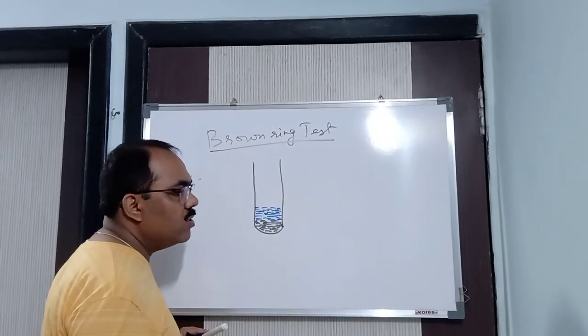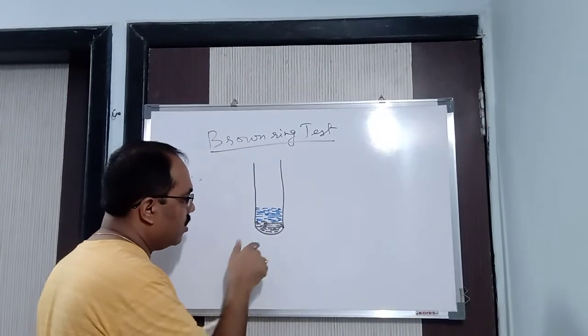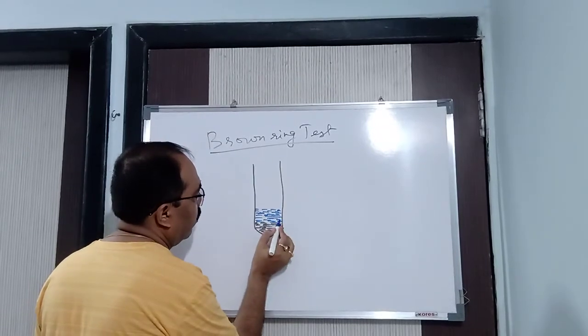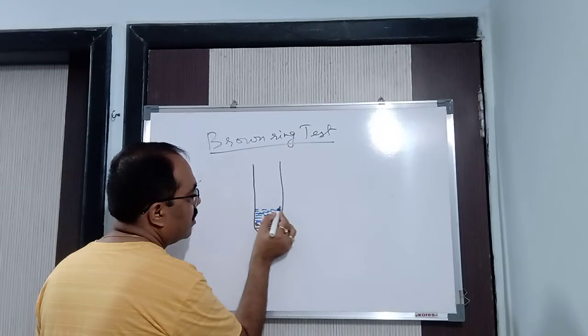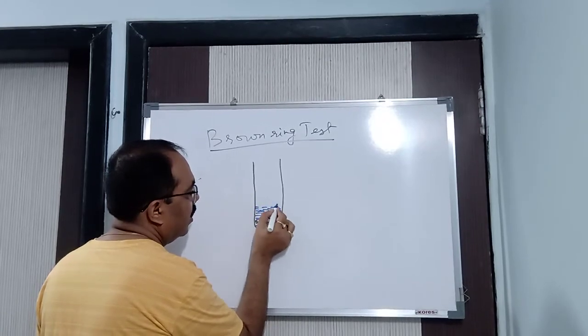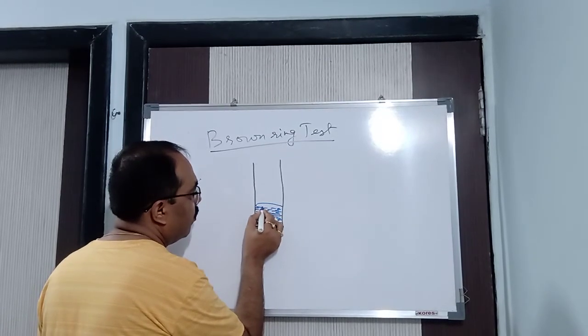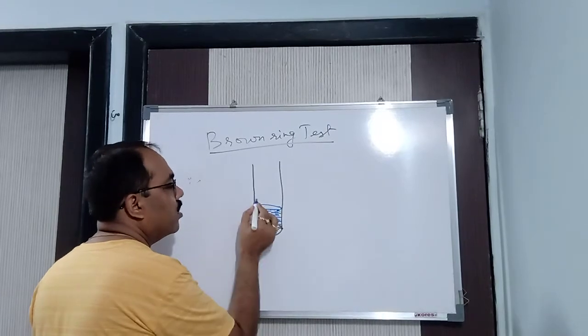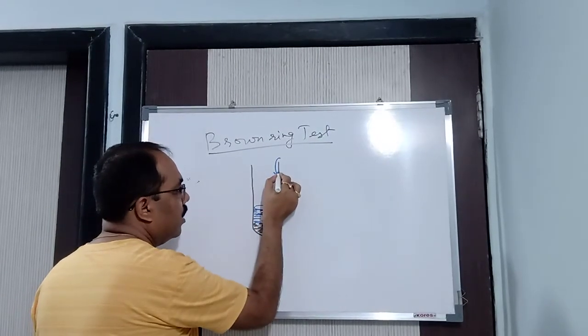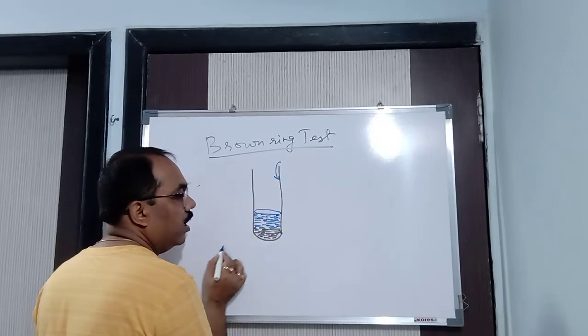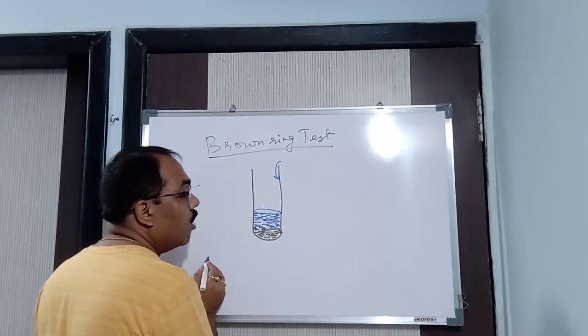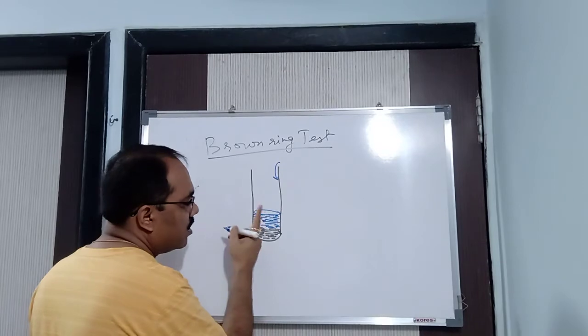When you are putting the test tube containing all these mixtures in ice cold water, here you will be seeing a ring being formed at the junction of ferrous sulfate and sulfuric acid. A brown colored ring will be formed here, because sulfuric acid is added slowly from this particular side, so that at the junction a ring will be formed. Which ring? A brown colored ring. But this ring is temporary in nature.